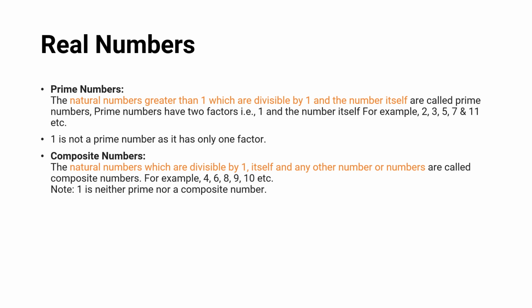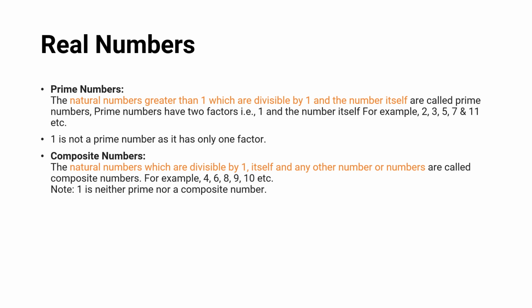Prime numbers. The natural numbers greater than 1 which are divisible by 1 and the number itself are called prime numbers. Prime numbers have two factors, that is 1 and the number itself. For example, 2, 3, 5, 7 and 11, etc. 1 is not a prime number as it has only one factor.